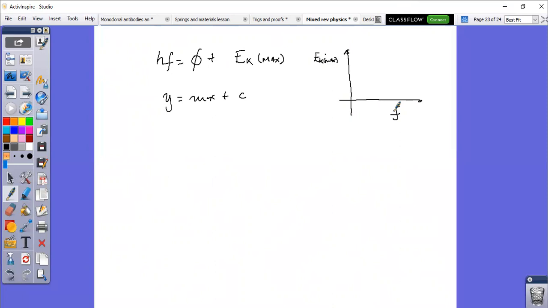I feel like the gradient would be something to do with Planck's constant, because Planck's constant is the only thing that's multiplied in that equation. Yeah. Would plus c be the work function? Nearly there, nearly there.